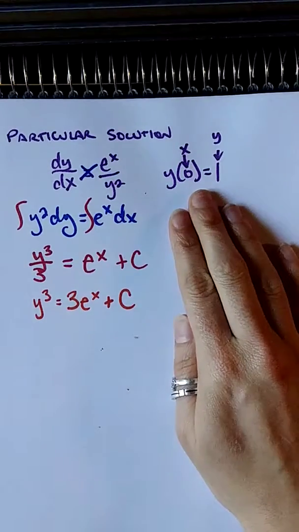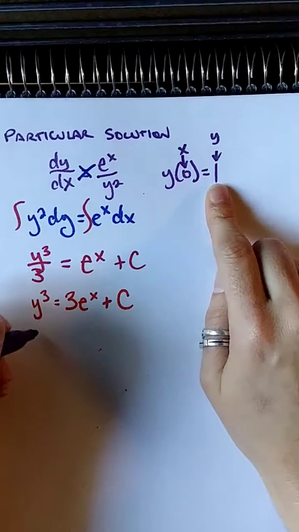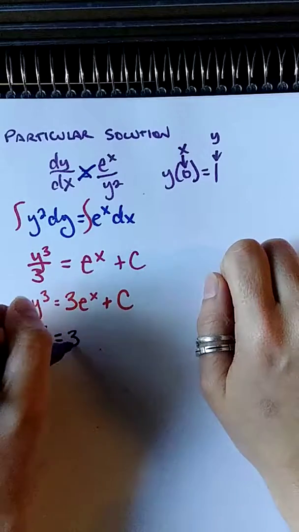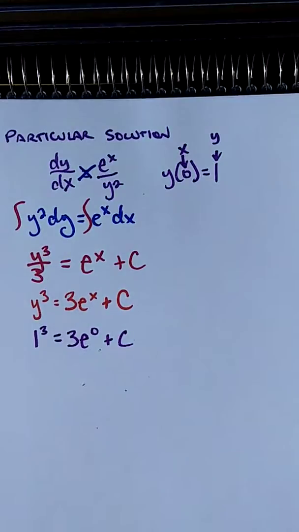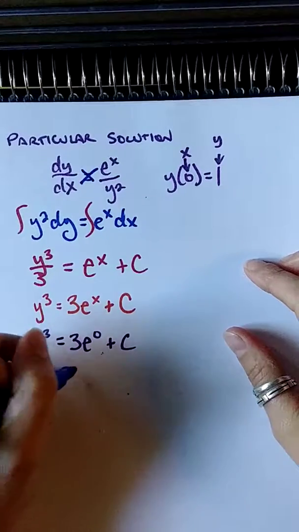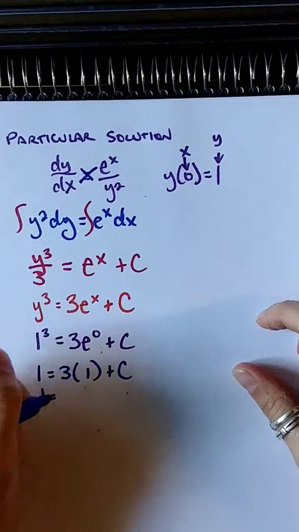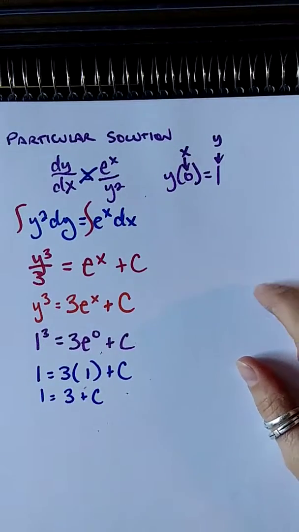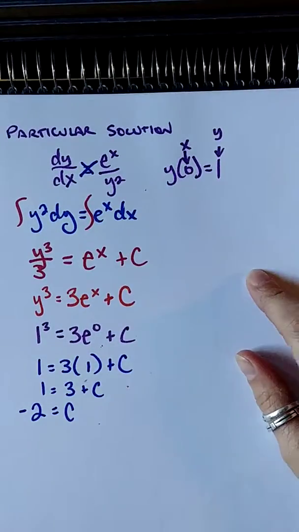Now I'm going to use my initial condition to find my missing variable. So I'm going to plug in 0 for x and 1 for y. So this is 1 cubed is 3 times e to the 0 power plus c. Now e to the 0 power, e is just a number. When I raise a number to the 0 power, my answer is always 1. So e to the 0 is 1. So 1 cubed is 1, 3 times e to the 0, which is 1, plus c. So this is 1 equals 3 plus c. And to solve for c, I just have to subtract 3 from both sides. So c is going to be negative 2.